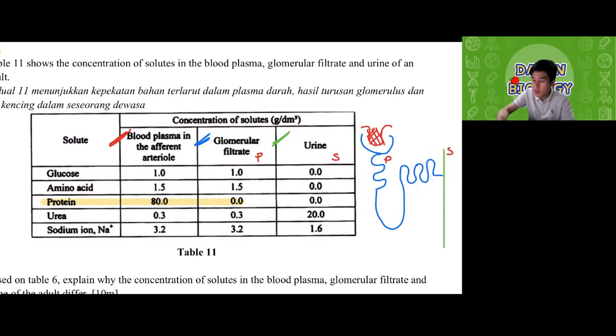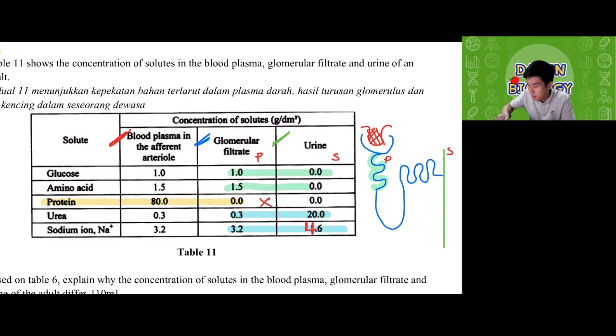So glucose and amino acid, we already know, right? In your urine, definitely don't have because here, it is completely reabsorbed already. Okay, so protein, don't need to say because it's gone already. It's definitely not in any part of the urine. But then urea, just now we said urea increases, because the water decreases. Now actually, sodium and urea are supposed to be the same. So for urea, it should be more than actually here.